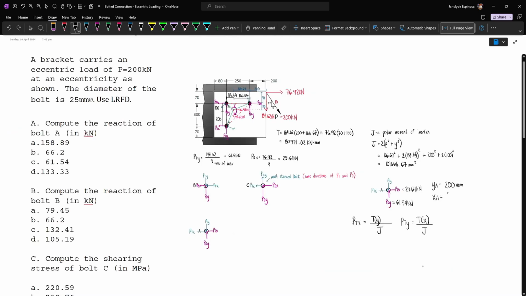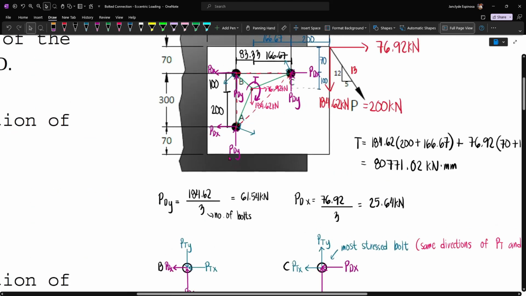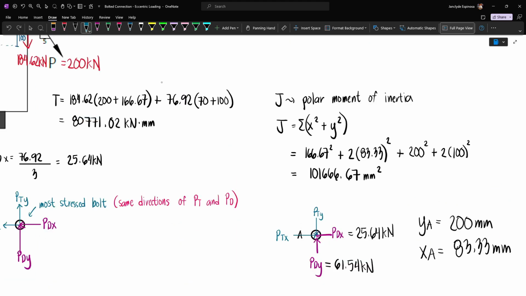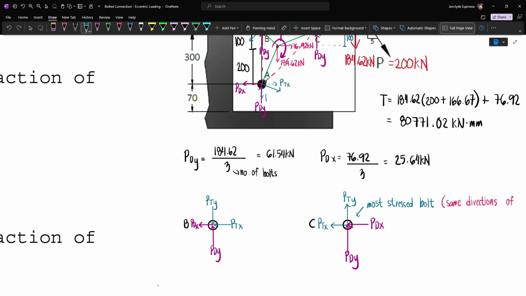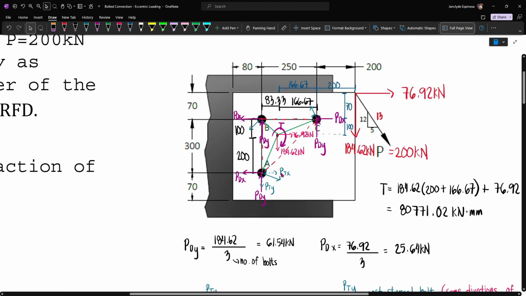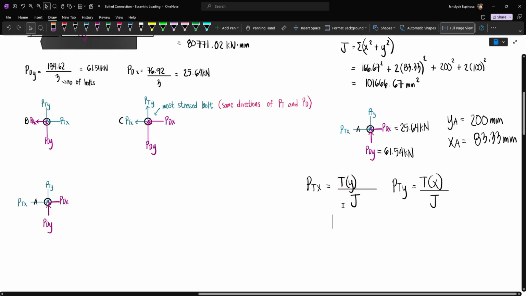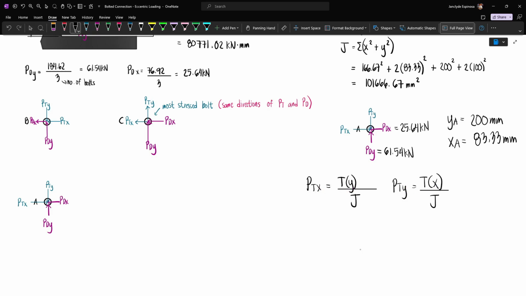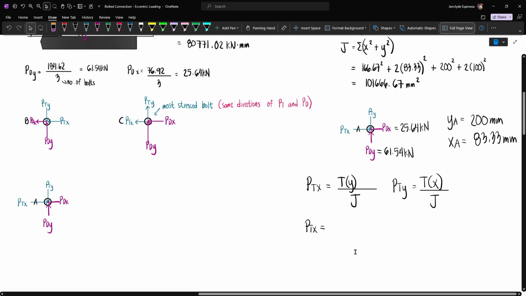So 83.33, and then essentially for bolt A, this will have components PTX and PTY. Notice that the moment arm of PTX is 200 mm going to the center, and the moment arm of PTY going to the center is 83.33 if we look at the perpendicular distances. And that's why for PTX, we need to multiply by Y, while for PTY, we need to multiply by X.